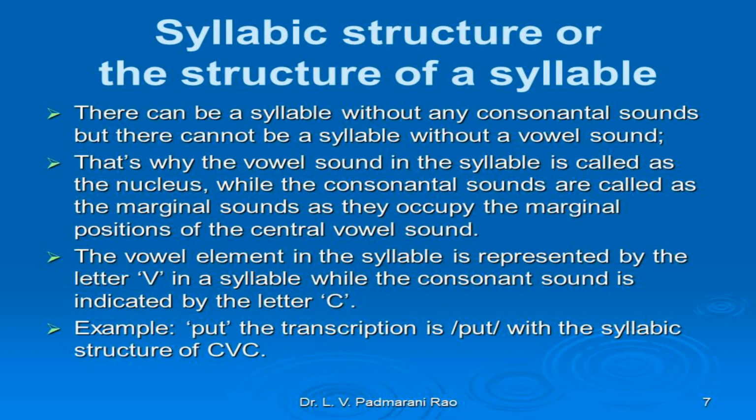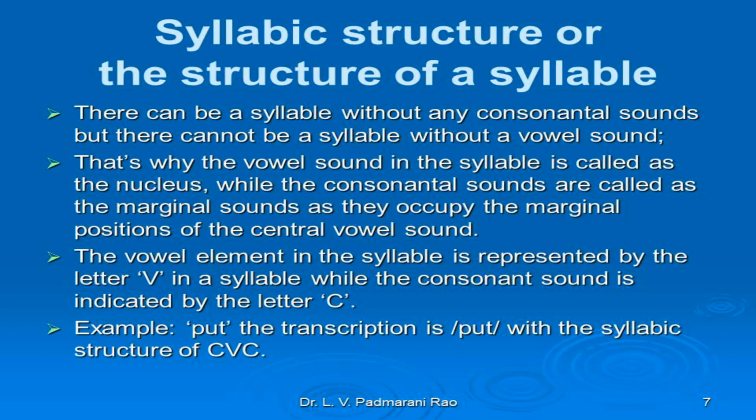There can be a syllable without any consonantal sounds, but there cannot be a syllable without a vowel sound. That's why the vowel sound in the syllable is called the nucleus of the syllable. It's called nucleus and is normally represented with the letter V, V meaning vowel. While the consonantal sounds are called the marginal sounds because they occupy the marginal position, whereas the vowel will be in the central position of the word.